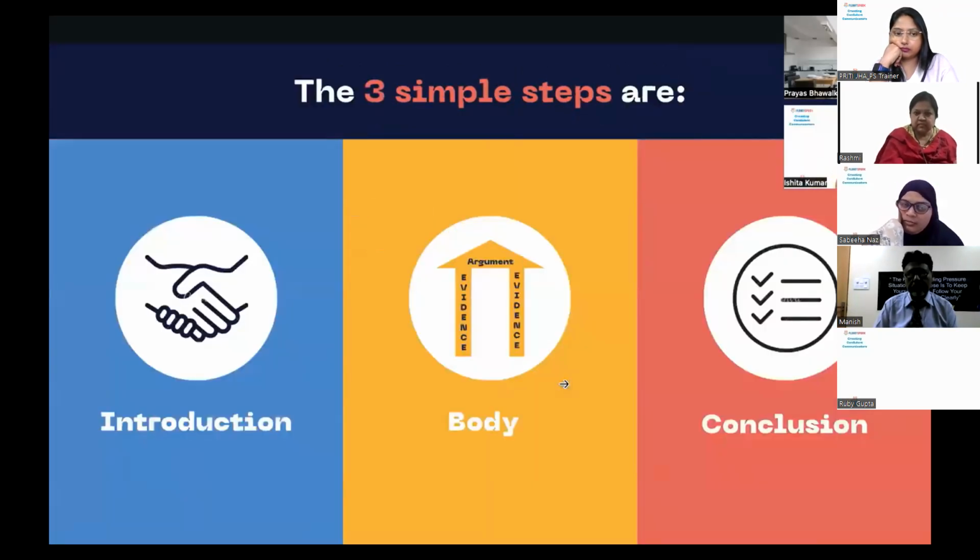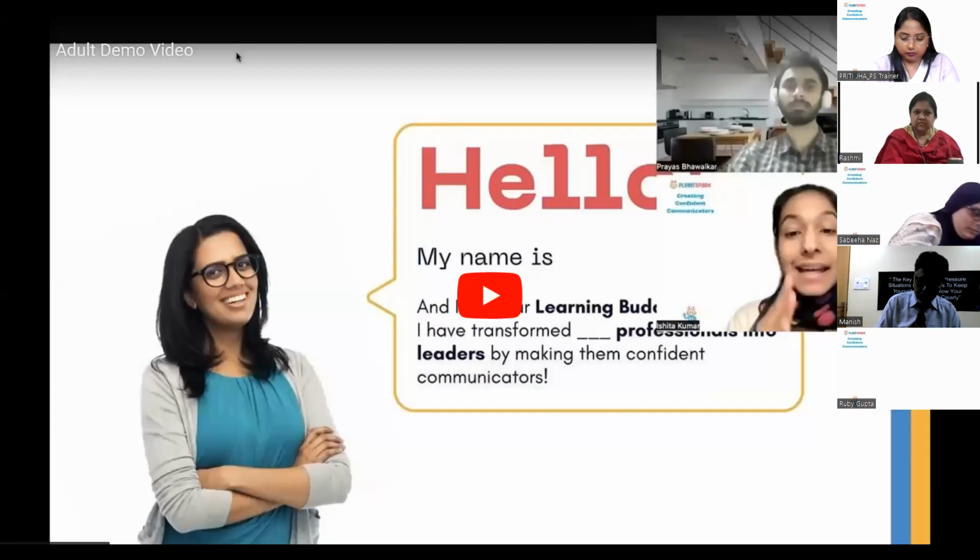Now, the 3 steps that I was talking about are that, first we build out the introduction of the presentation. Second, we work on the body of the presentation. And third, we work on the conclusion part. So these are the 3 steps. And we are going to work on each step here for your topic, which is that companies should go back to work from office. All right? Okay.